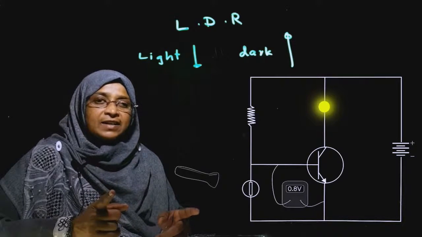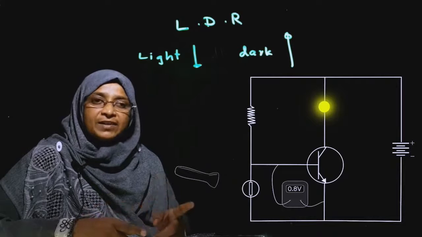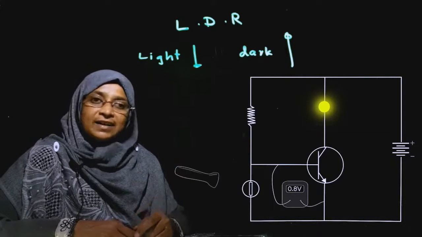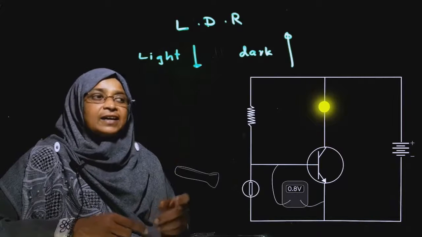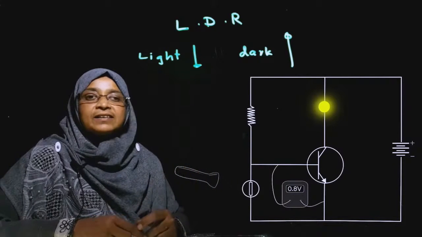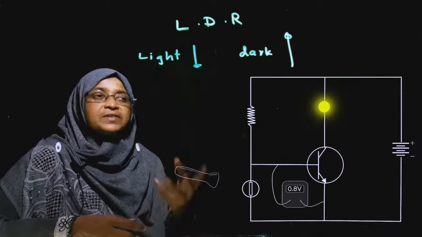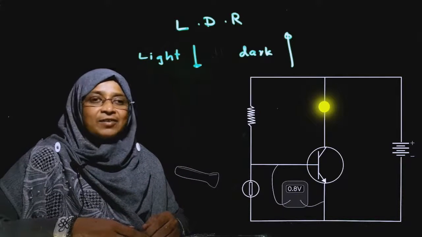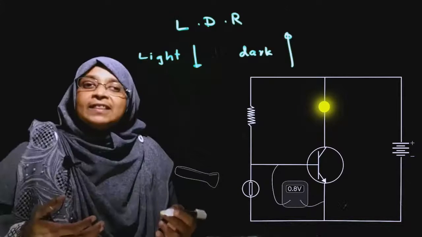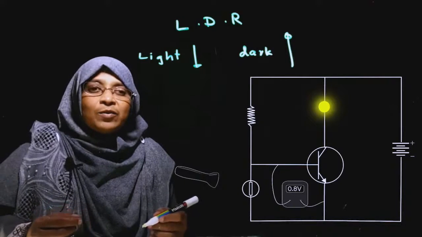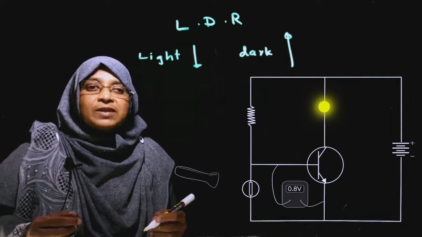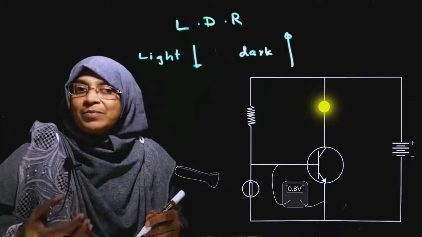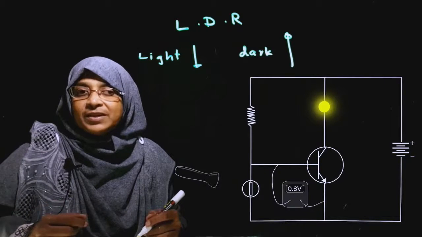When it is higher than 0.7, the current starts to flow through the base. Then automatically the output circuit works. Then the bulbs will light up automatically. That is the auto switch function. This is the way the transistor is used as an auto switch to light up the bulb at night automatically.